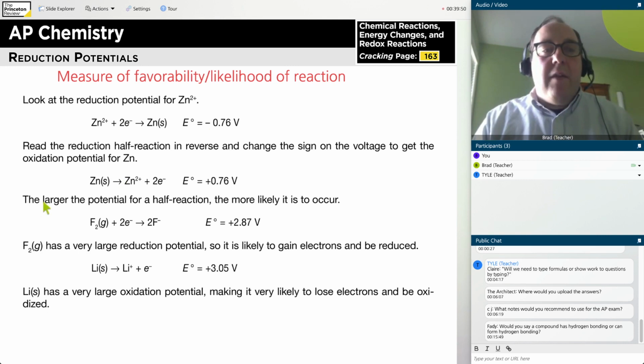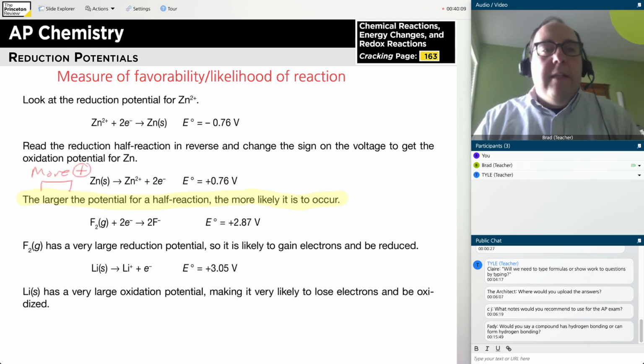And they give you this very important relationship here, so I'm going to highlight this. The larger the potential for a half reaction, the more likely it is to occur. To be a little bit careful with this, larger is maybe not quite specific enough. When we're saying larger here, what we're really looking for is the more positive potential.